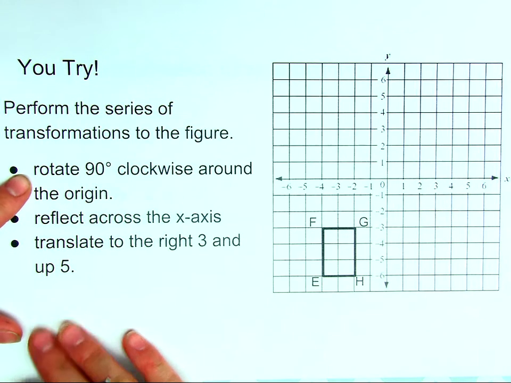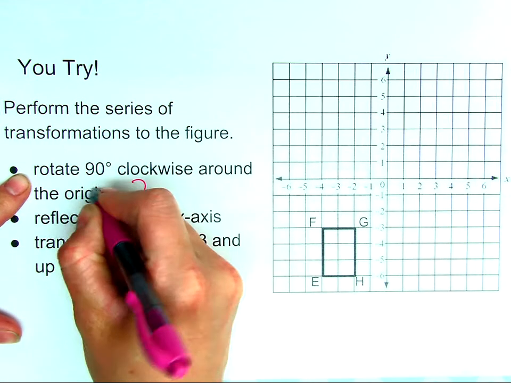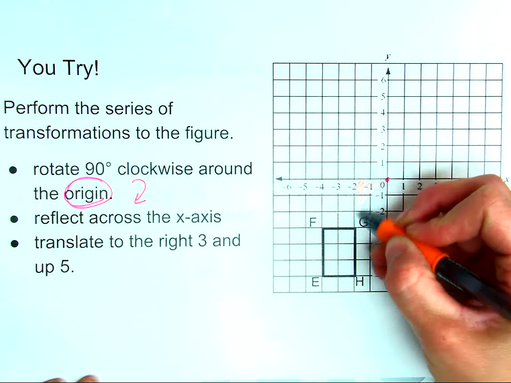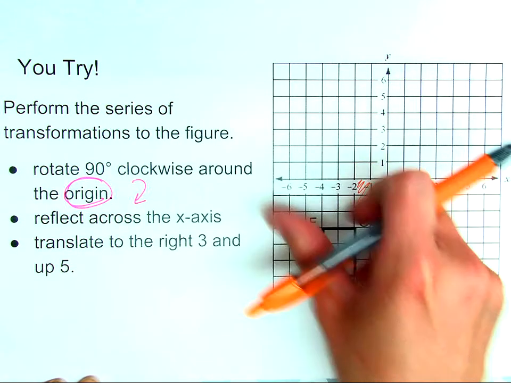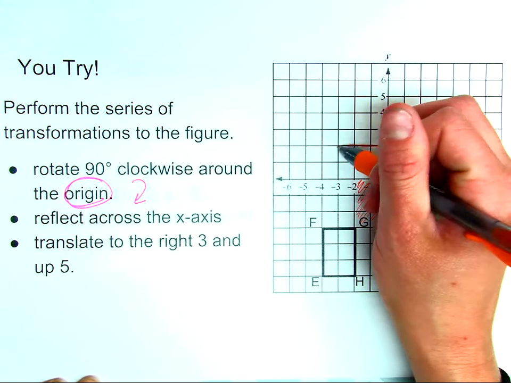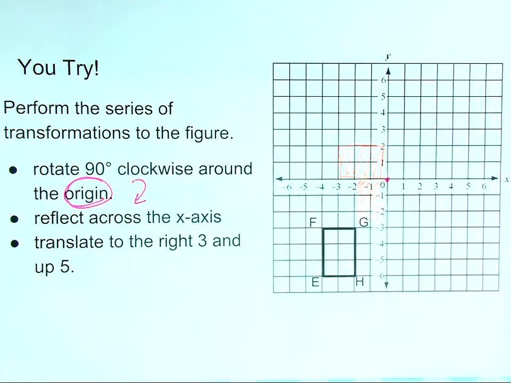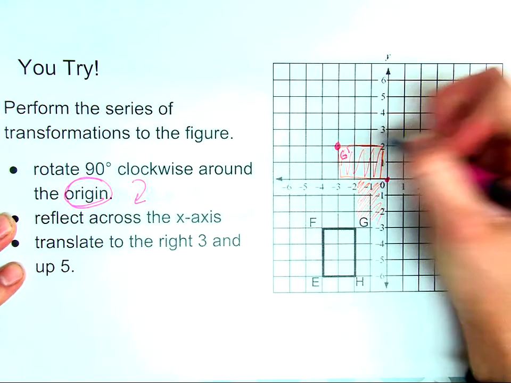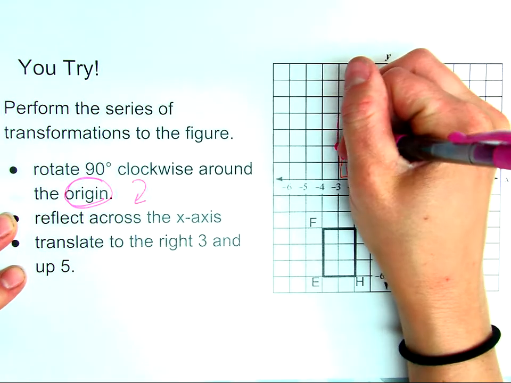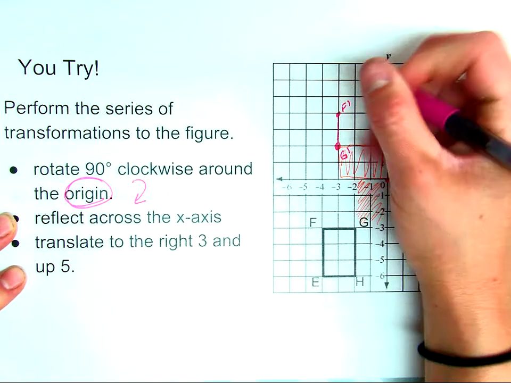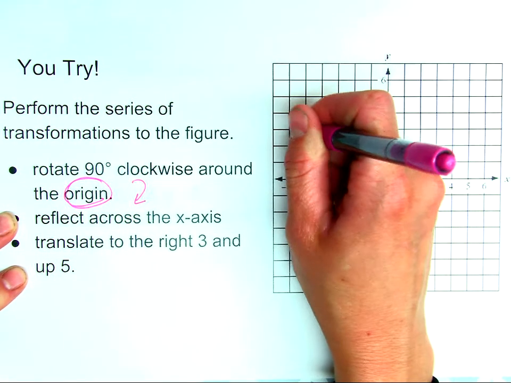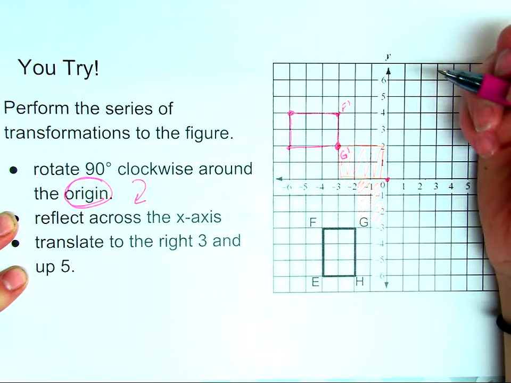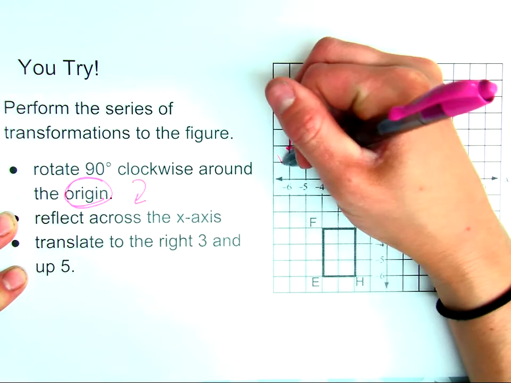So first I need to rotate 90 degrees clockwise around the origin. Okay, so I see this 2 by 3 square, so clockwise. Shows me G prime, it's right there. F prime. E prime, and H prime.